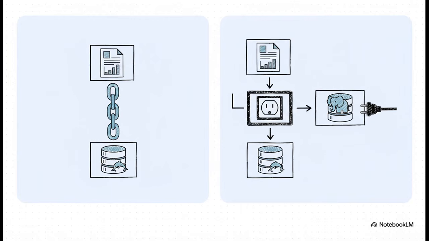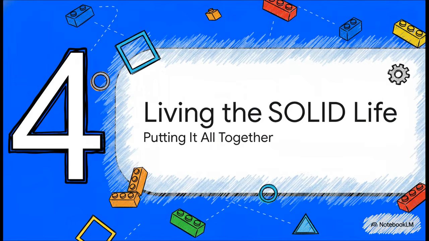This visualization shows that shift perfectly. On the left, a report generator is hardwired directly to a specific MySQL database. But on the right, we've inverted that connection. Now, both the high-level report tool and the low-level database connect to that universal socket in the middle. And what that means is we can just unplug MySQL and plug in a completely different database without ever having to change the report generator itself. That's powerful.